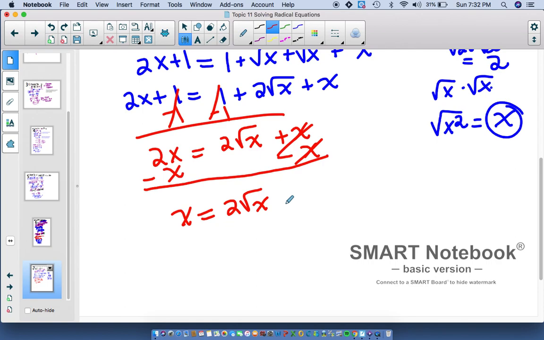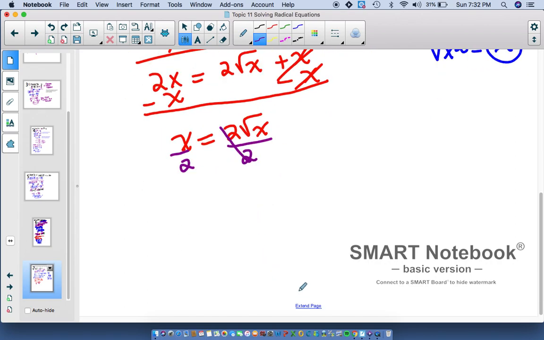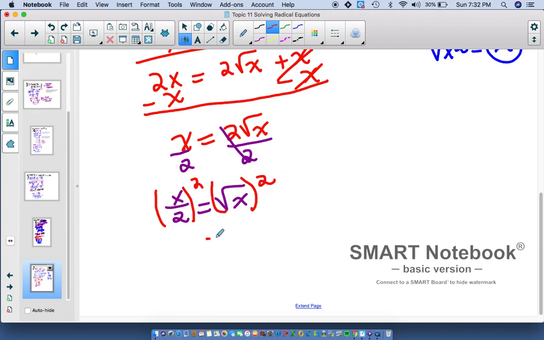So here we can actually get rid of the square root. Now you can divide by 2 if you want. It'll make things a little bit more complicated, but let's do it. Let's get our square root of x by itself, because that's what I've been saying. So isolate your radical. So on the left I have x over 2 equals square root of x. I'm gonna square both sides because I'm trying to get rid of my radical, and that's the only way I'll get rid of it.